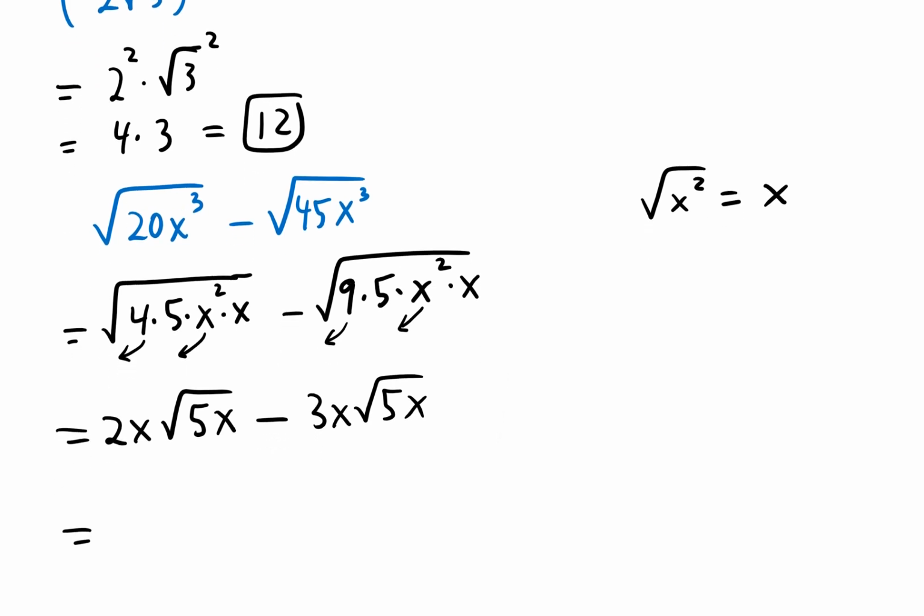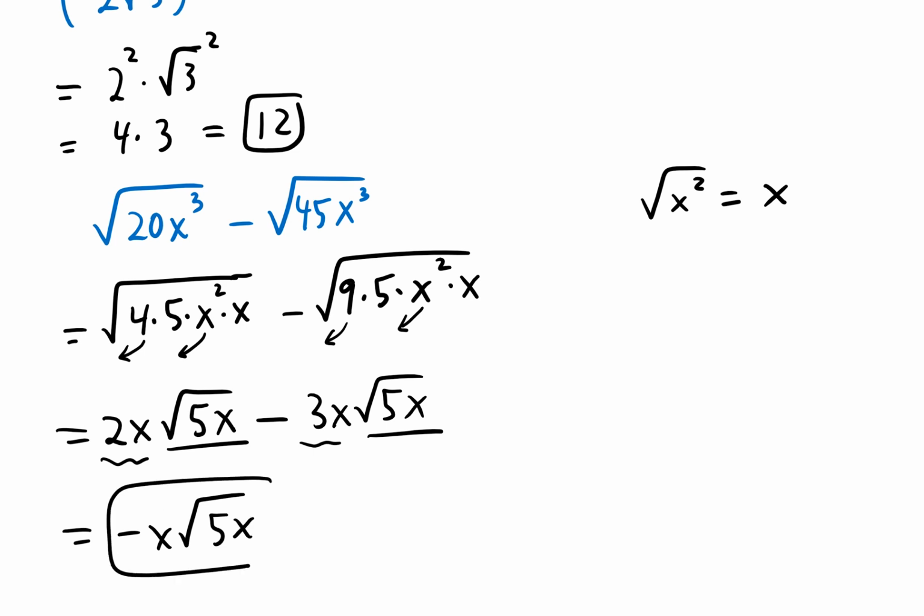Now they have like terms, so all we have to do is 2x minus 3x, which is negative x square root of 5x.